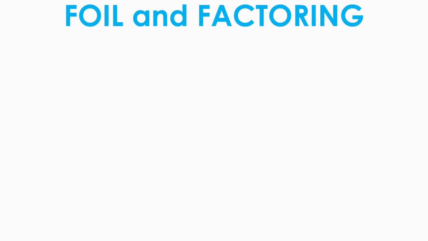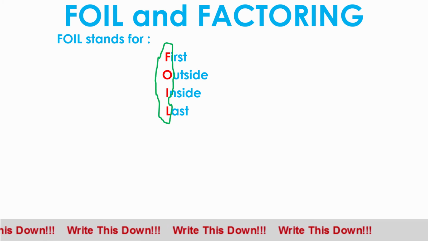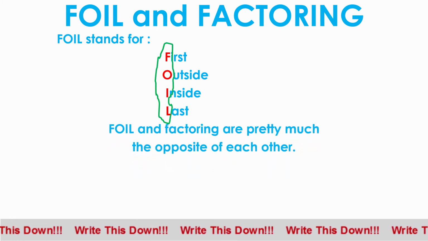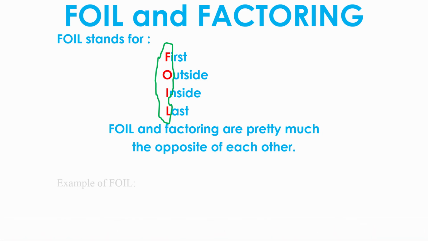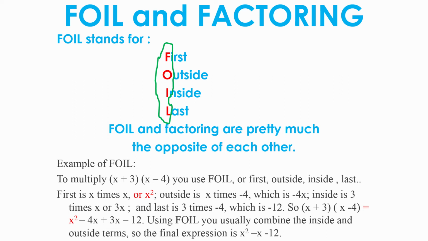There are sure to be problems involving FOIL and factoring, which are pretty much the opposite of each other, and we can consider them together now. To multiply something like this, x plus 3 times x minus 4, you use FOIL, which stands for first, outside, inside, last. First is x times x, that's the first term in each one, and that's x squared.